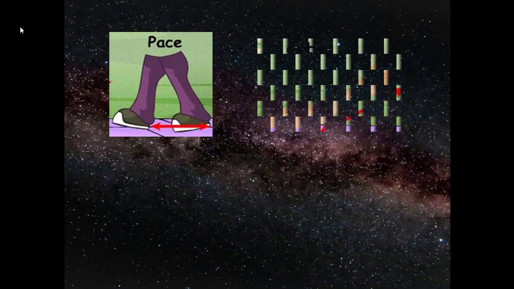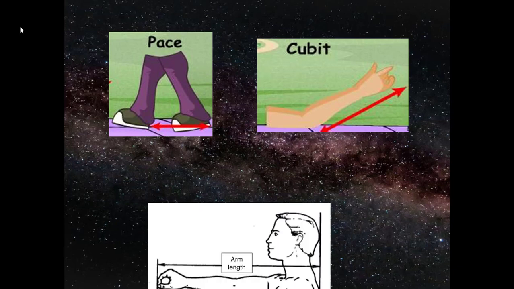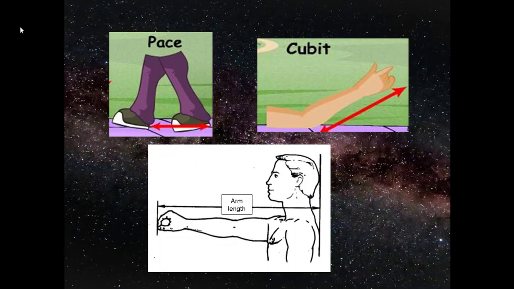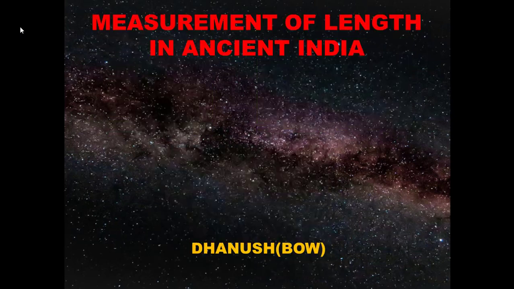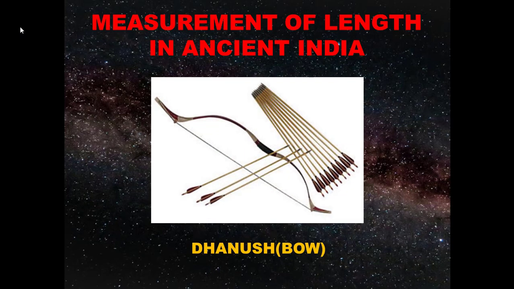Next is cubit, the distance between the tip of the central finger and the bottom of the elbow. And the last is arm length. This is the distance between your wrist and your shoulder. In ancient time, measurement of length was also done with the help of a bow, in Hindi we call it dhanush.